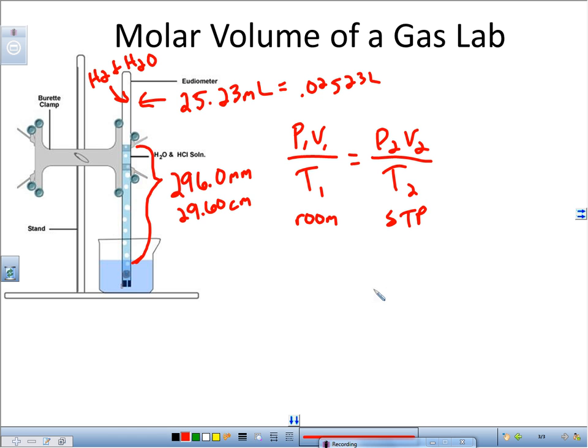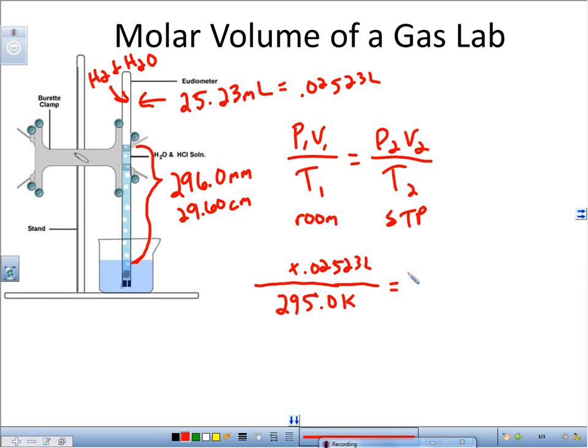Since we didn't do things at STP, we can use the combined gas law to figure out what our volume would have been at STP. In the room, the pressure of the gas is a little tricky, so we're actually going to wait on P1. V1, however, is the original volume that Sienna and Josh gave me, in liters, because we're going to want it in liters anyway. The temperature in the room was 22.0 degrees Celsius, so that gets me to 295.0 Kelvin.